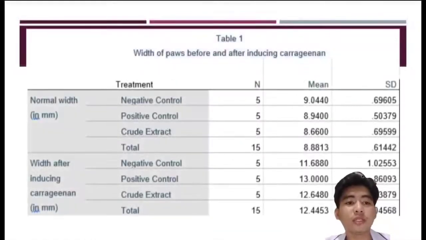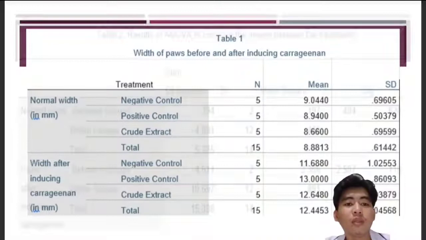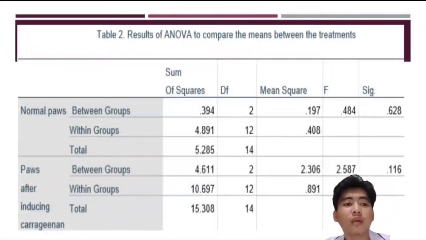Chapter 4, Results and Discussion. For Table 1, width of the paw before and after inducing carrageenan. Table 1 shows the normal width of the paw and its width after inducing carrageenan. There are differences between the means of the normal paw width of the cheek in the 3 treatments. To determine whether these differences are significant, the one-way ANOVA analysis of variance was computed.